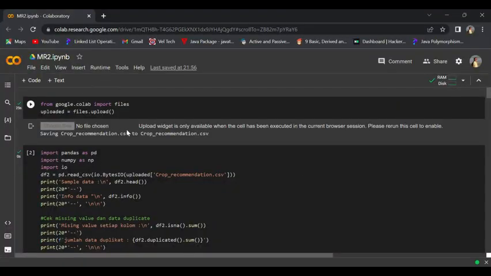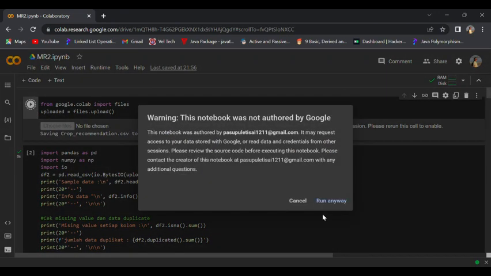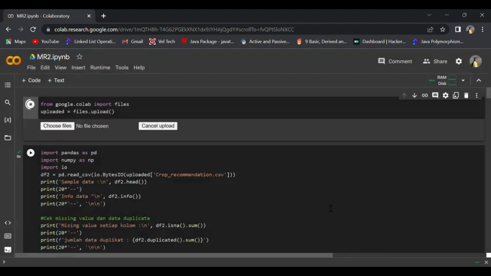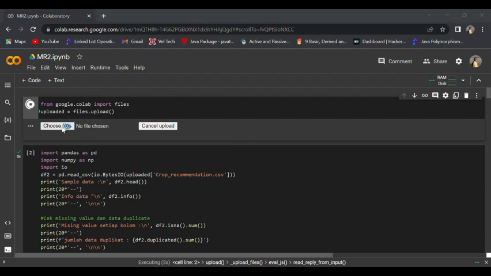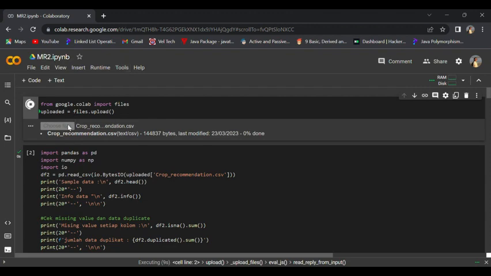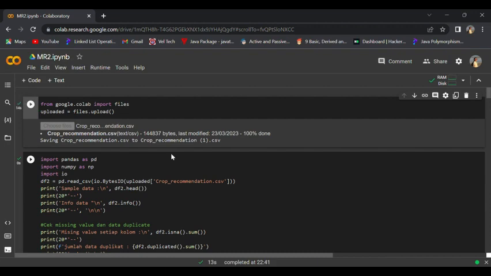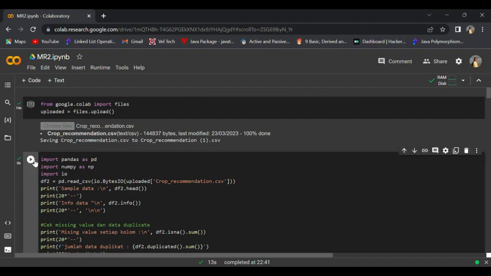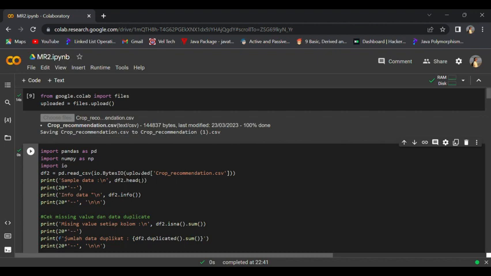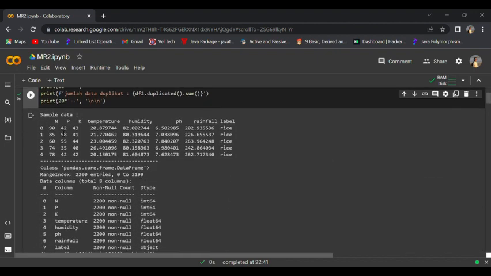Here I'm coming to the coding part. Here I will execute this one, and here we can upload this Excel sheet. I'm showing the temperature, humidity, and so on in this Excel sheet. So it is successful. And here also we can run it and show the data. See here, the sample data is showing: nitrogen, phosphorus, potassium, temperature, humidity, pH, rainfall, and label.